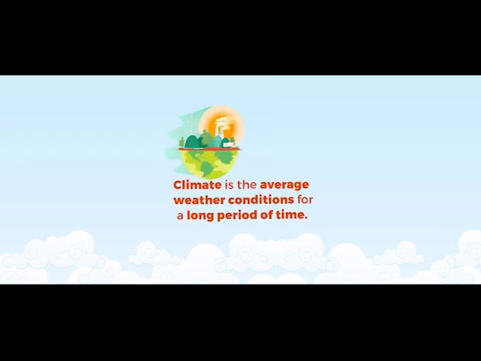Then next one is climate. What do you mean by climate? Climate is defined as the average weather condition for a long period of time. That means when we are defining climate, we are describing weather condition for a longer duration. Longer duration here means like 20 to 30 years. So climate cannot be determined in a short duration. To determine climate, we have to study the weather pattern for a long period.